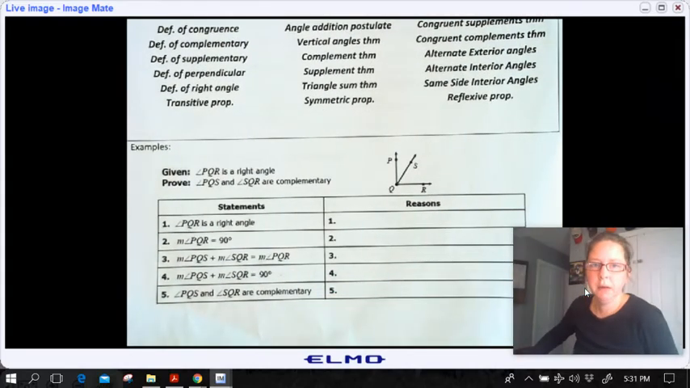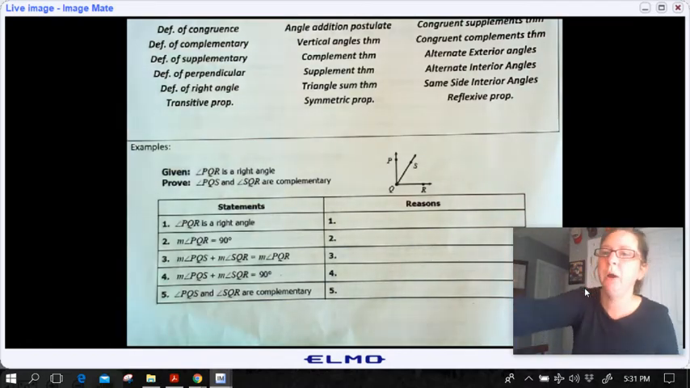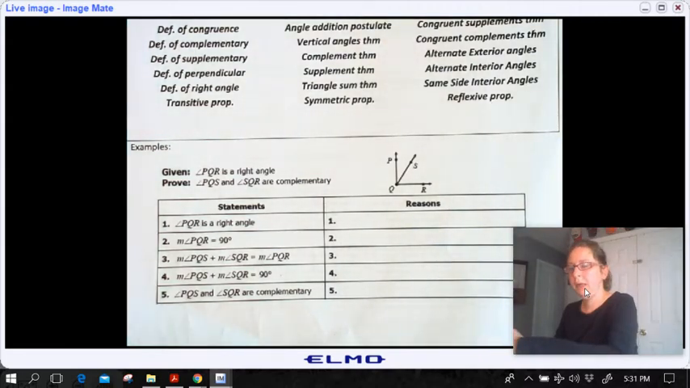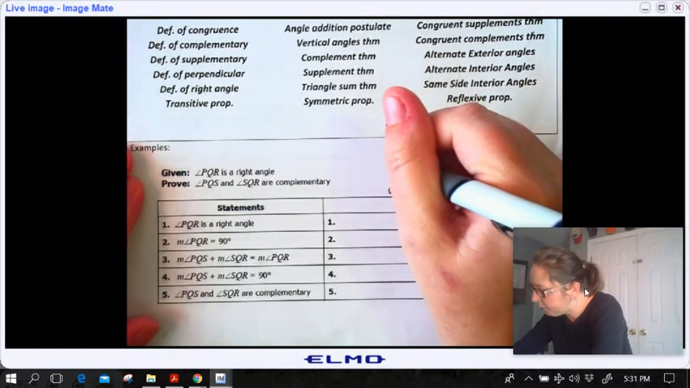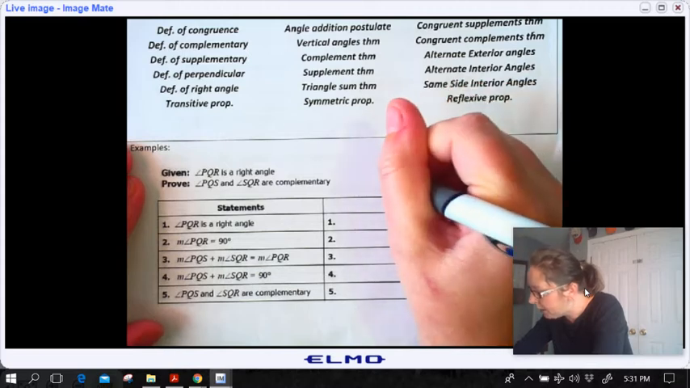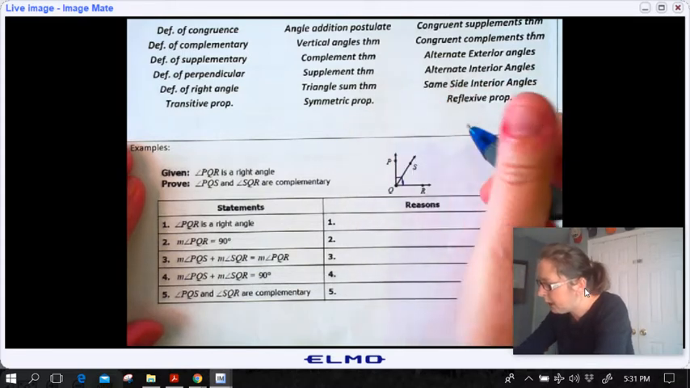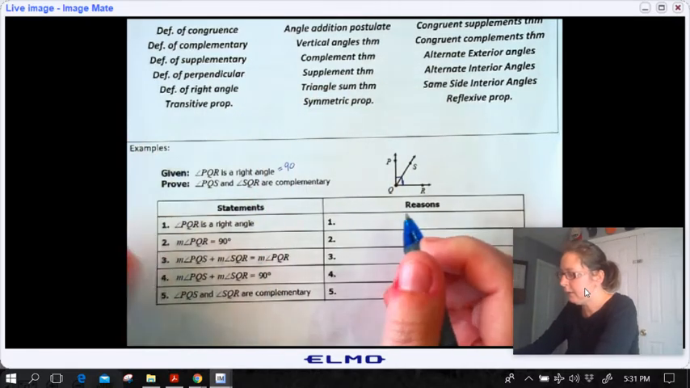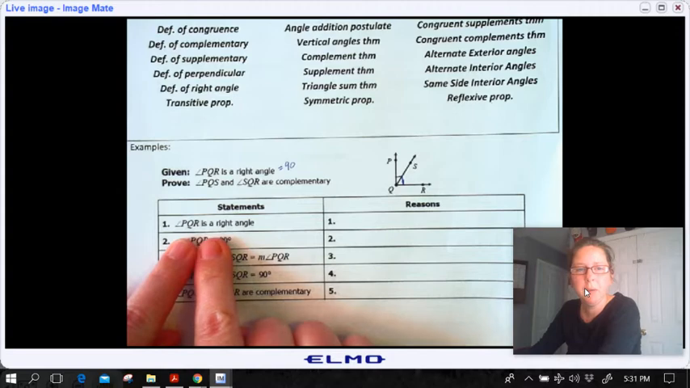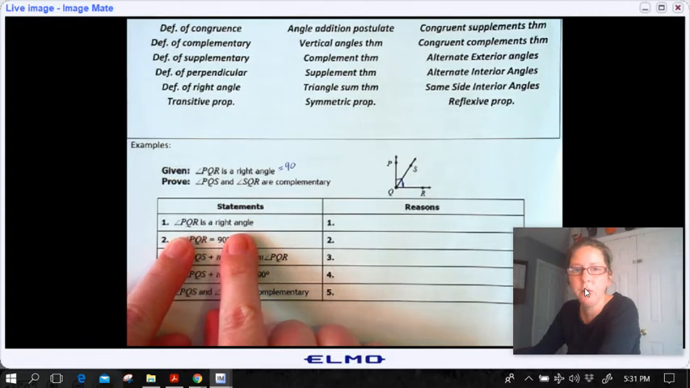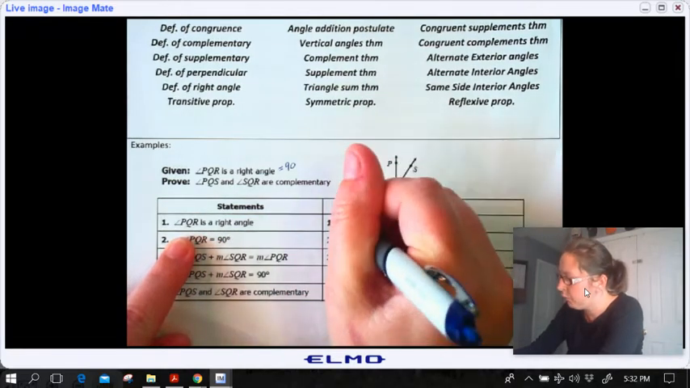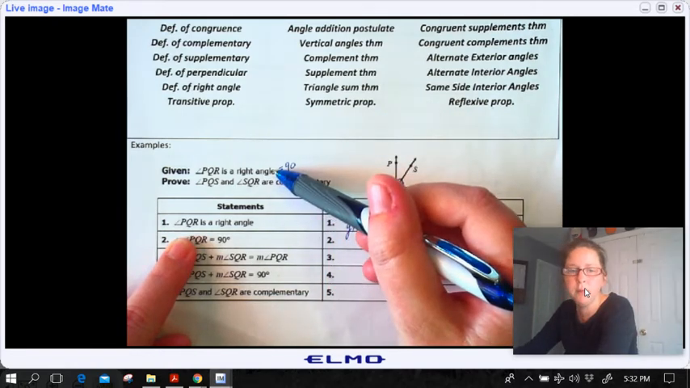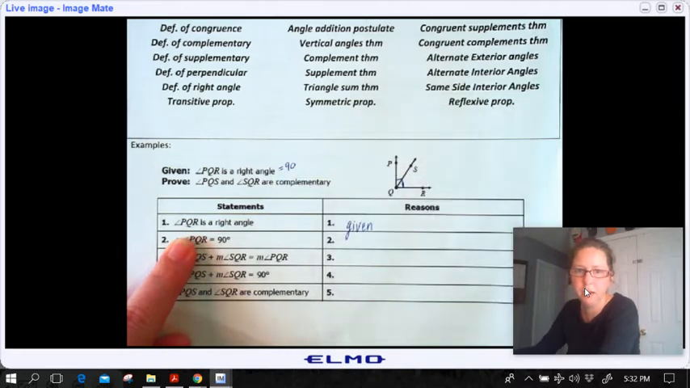So I am given the, let me grab some pens here. They tell me that angle PQR, right here, PQR is a right angle. Okay, that's a right angle. And that is the very first statement that I make. PQR is a right angle. How do I know that? Because that was given to me. They're always going to tell me at least one thing and ask me to prove something else. Okay?